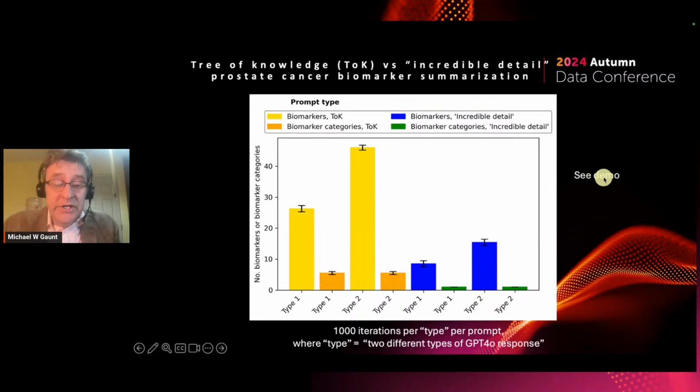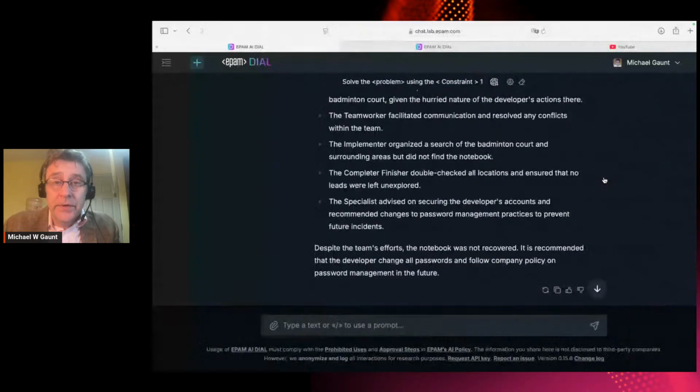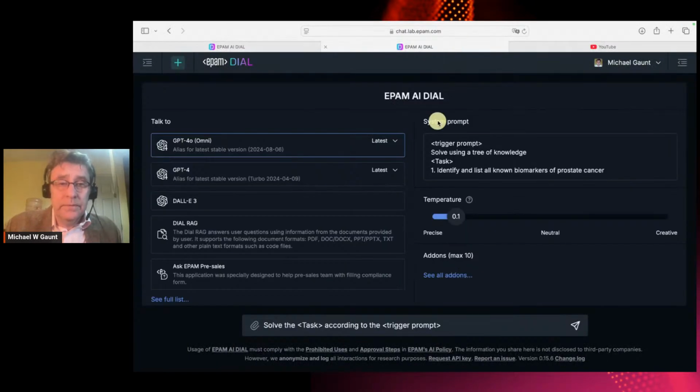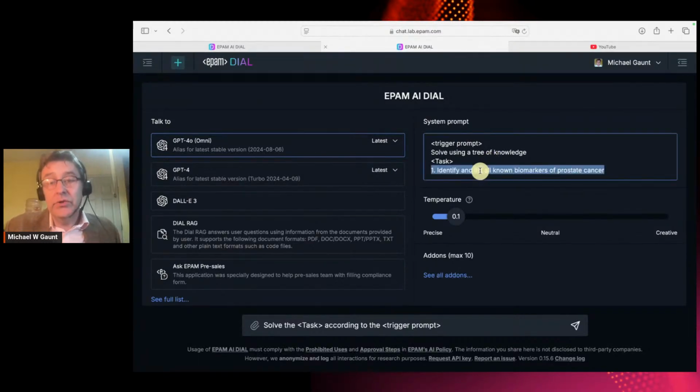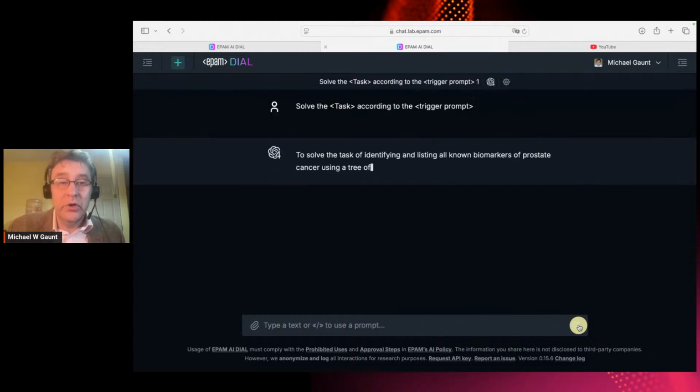What I'm going to do is let's go to the demo to prove this in the demo. So we're now going to go to here. I'm going to use the latest version of Omni. This is the company GPT LLM interface. I'm simply going to ask, identify and list all known biomarkers of prostate cancer. This should be a terrible prompt. Shouldn't really work. Solve using a tree of knowledge. Then I'm just asking, solve the task according to the trigger prompt. Okay, so what could go wrong?